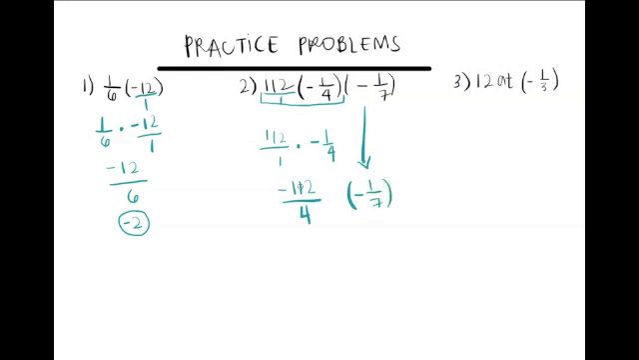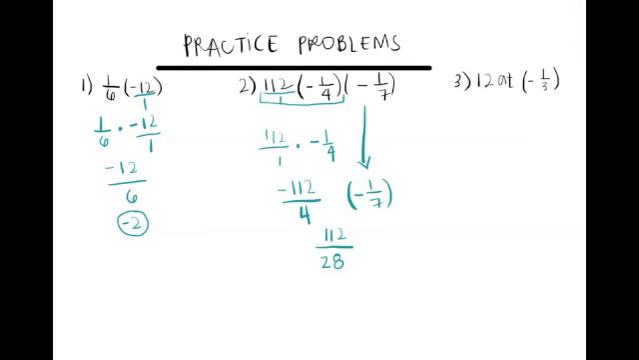And let's multiply the tops. Negative 12 times negative 1, so I'm going to account for that negative on the top there. Positive 12, 4 times 7 is 28. And so 12 over 28 can reduce to 3/7, believe it or not. And of course you can use your calculator if you need some help with that.